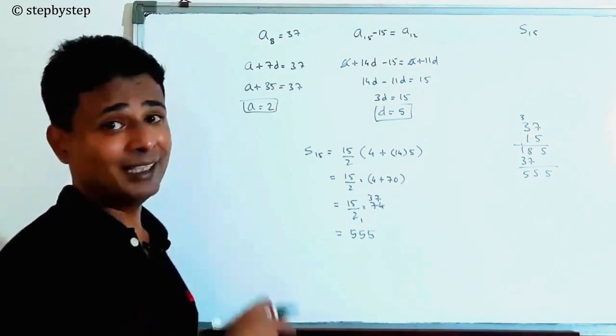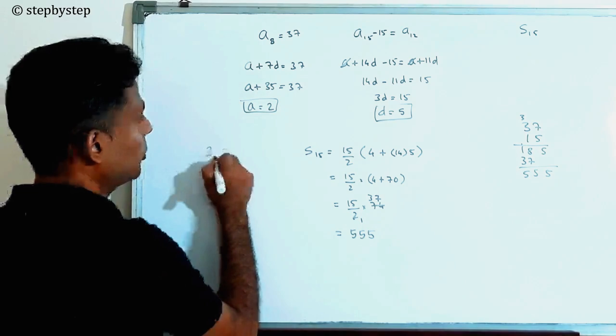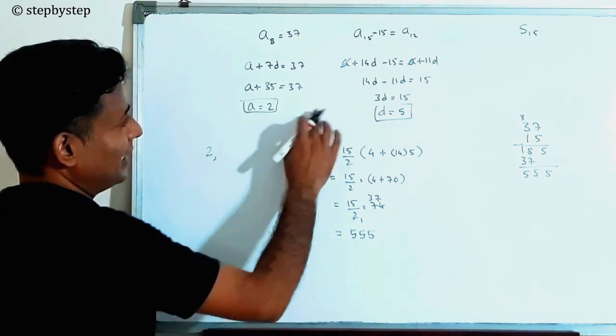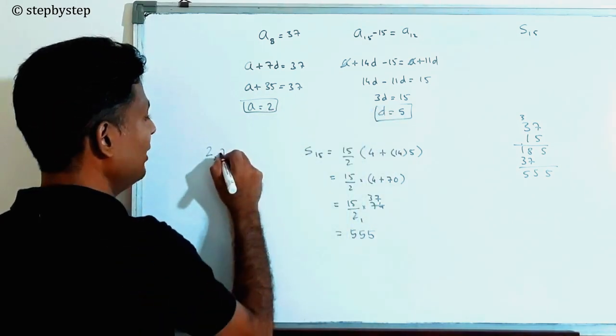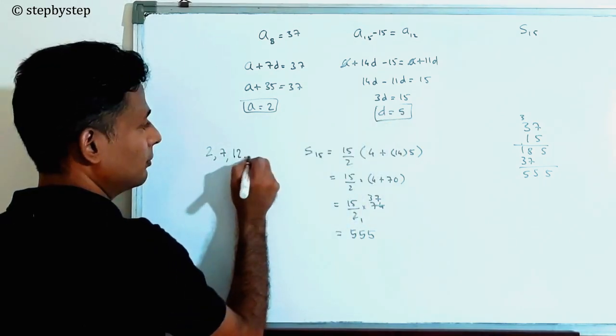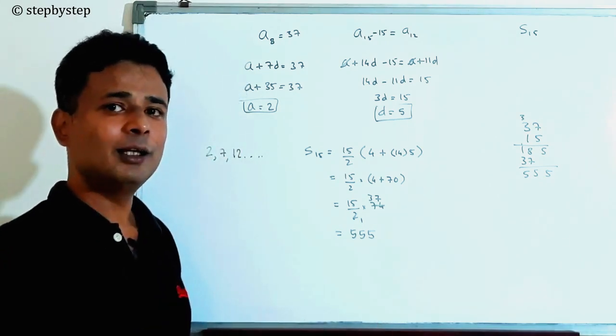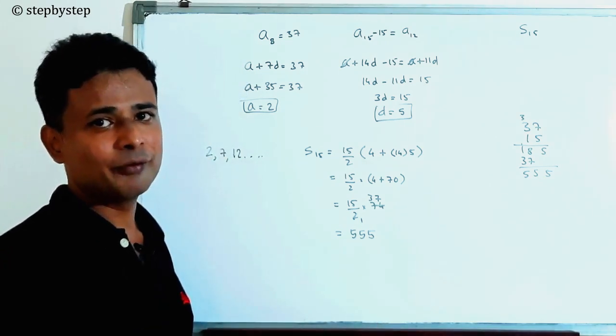So the answer is 555. Oh, but we didn't find the AP, guys. So we'll just find the AP also. a is 2. This will be the AP. The second term will be 2 plus 5, 7. And the third term will be 7 plus 5, 12. So the AP is 2, 7, 12, and the sum of first 15 terms is 555.